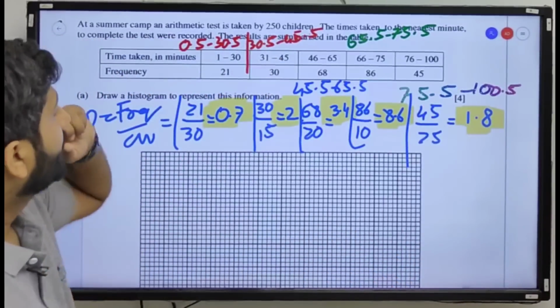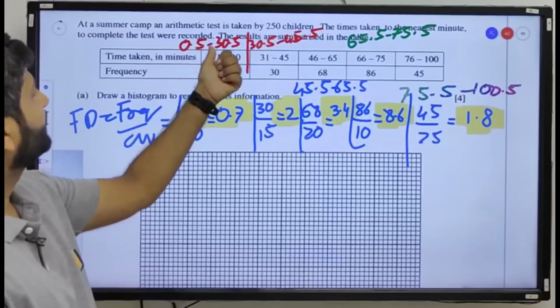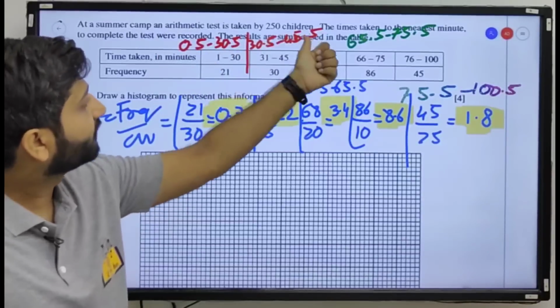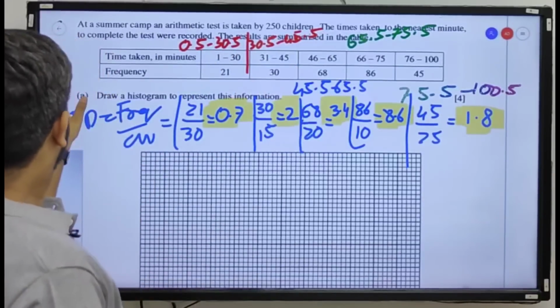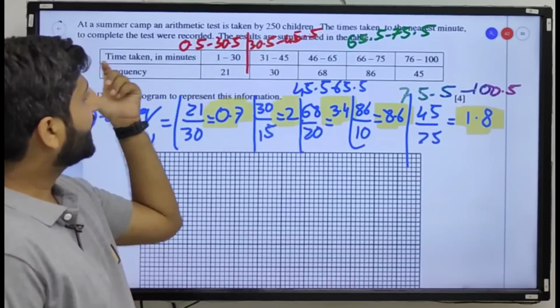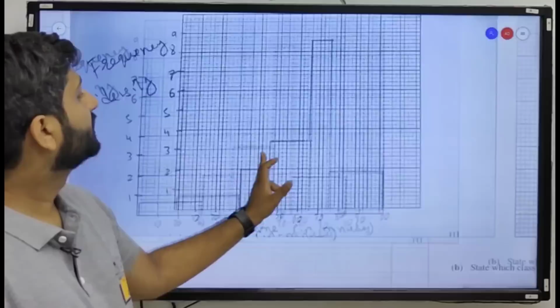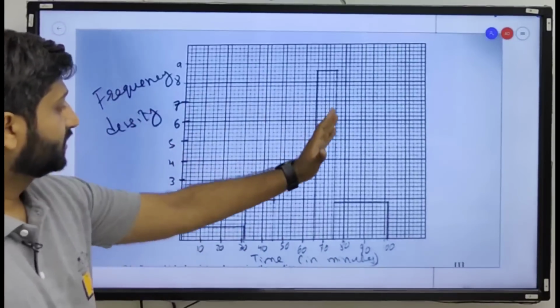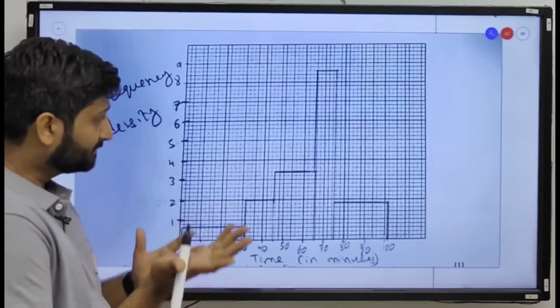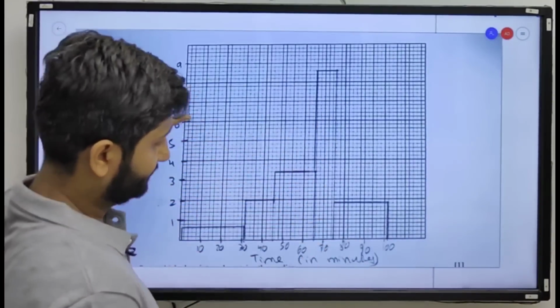And my graph would be 0.5 to 30.5, 30.5 to 45.5 and so on. So using this frequency density and this time taken, I have drawn this histogram over here. You can have a look and refer.